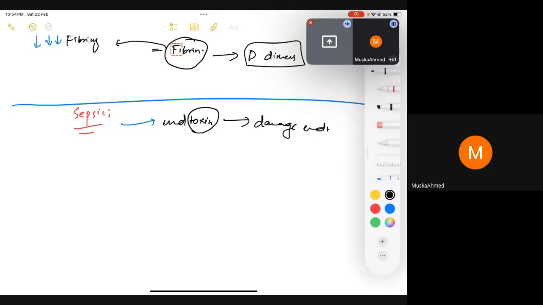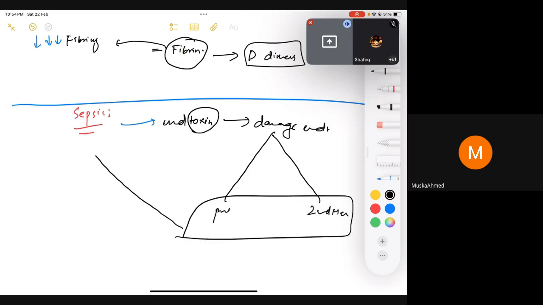Yes, doctor. Okay. Once endothelium is damaged, we already know damage leads to activation of both of these pathways, right? Your primary and secondary hemostasis. So if you have a lot of damage, you are going to see a lot of primary and secondary hemostasis. Is that right? So in this way, sepsis can lead to DIC, consumptive coagulopathy. You have a UWorld MCQ on sepsis. Today, you guys are going to do that.